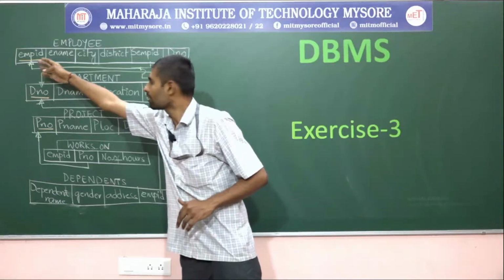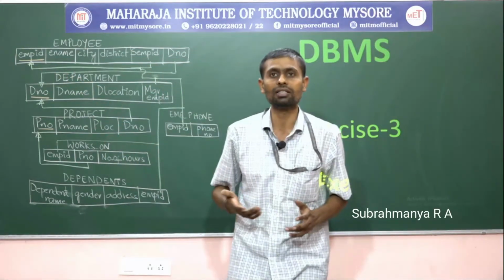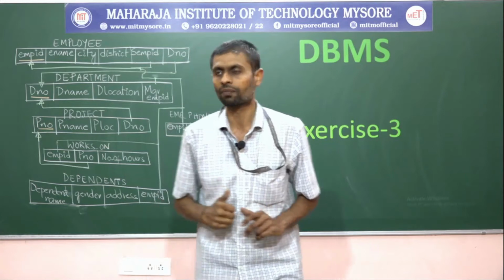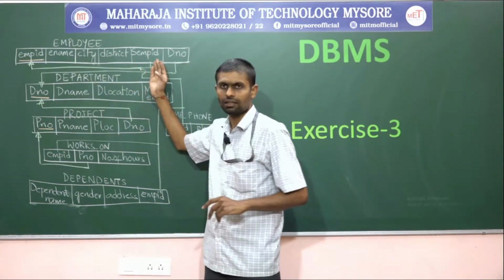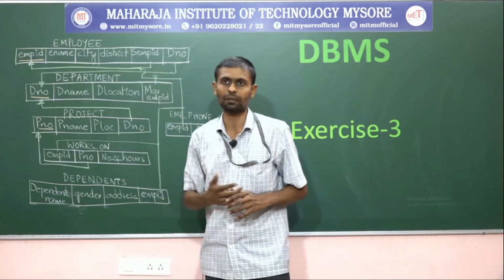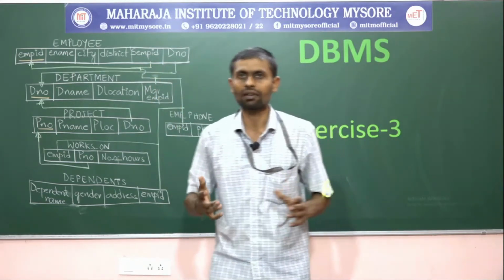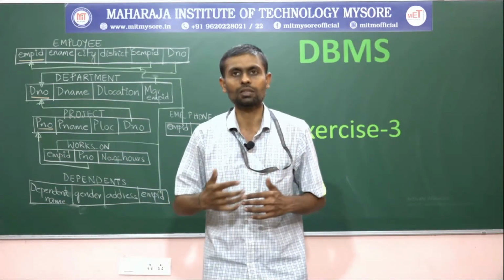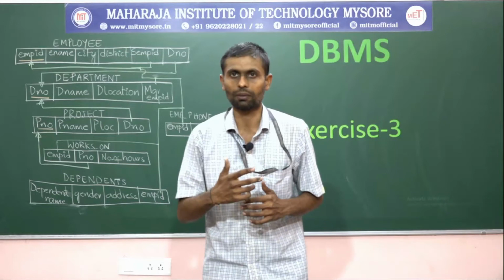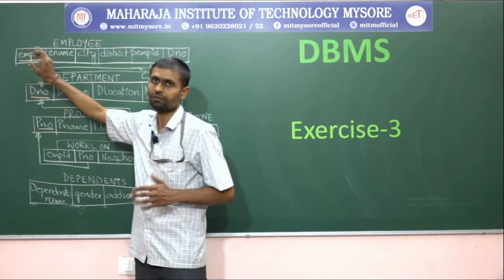To this employee ID, because even the supervisor is also an employee, right? So now here we are showing this EMPID with this SEMPID, supervisor EMPID. We are showing one recursive relationship type, right? The same entity type participating more than once in a relationship, pointing to the primary key EMPID of the same table.